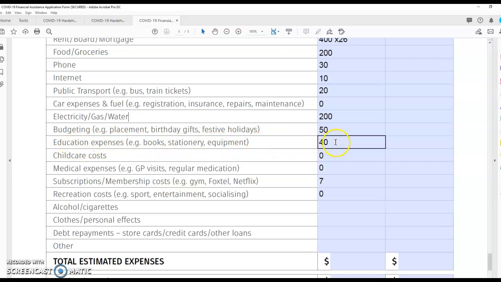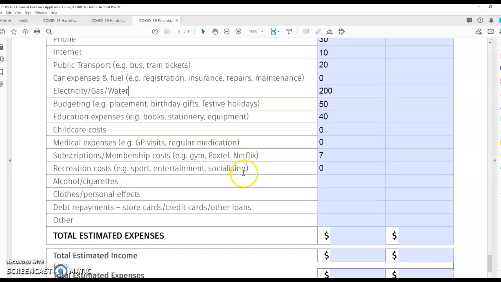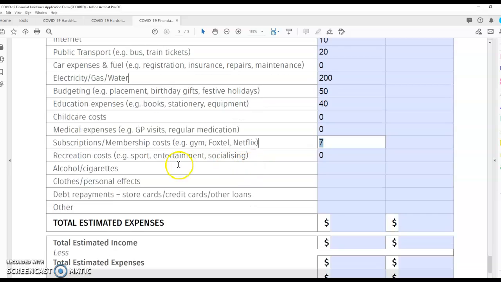Education expenses such as books and stationery, childcare, most likely 0 unless you do have a child that you put in childcare. Medical expenses if you are going to the doctor or if you take regular medication for a condition such as diabetes. And subscriptions or memberships would include things like Netflix. Maybe you're paying $14 a month for Netflix, so you would halve that to 7. Then alcohol, cigarettes, if you're paying $100 every 2 weeks for that. If you're spending money on clothes, you need to include that.